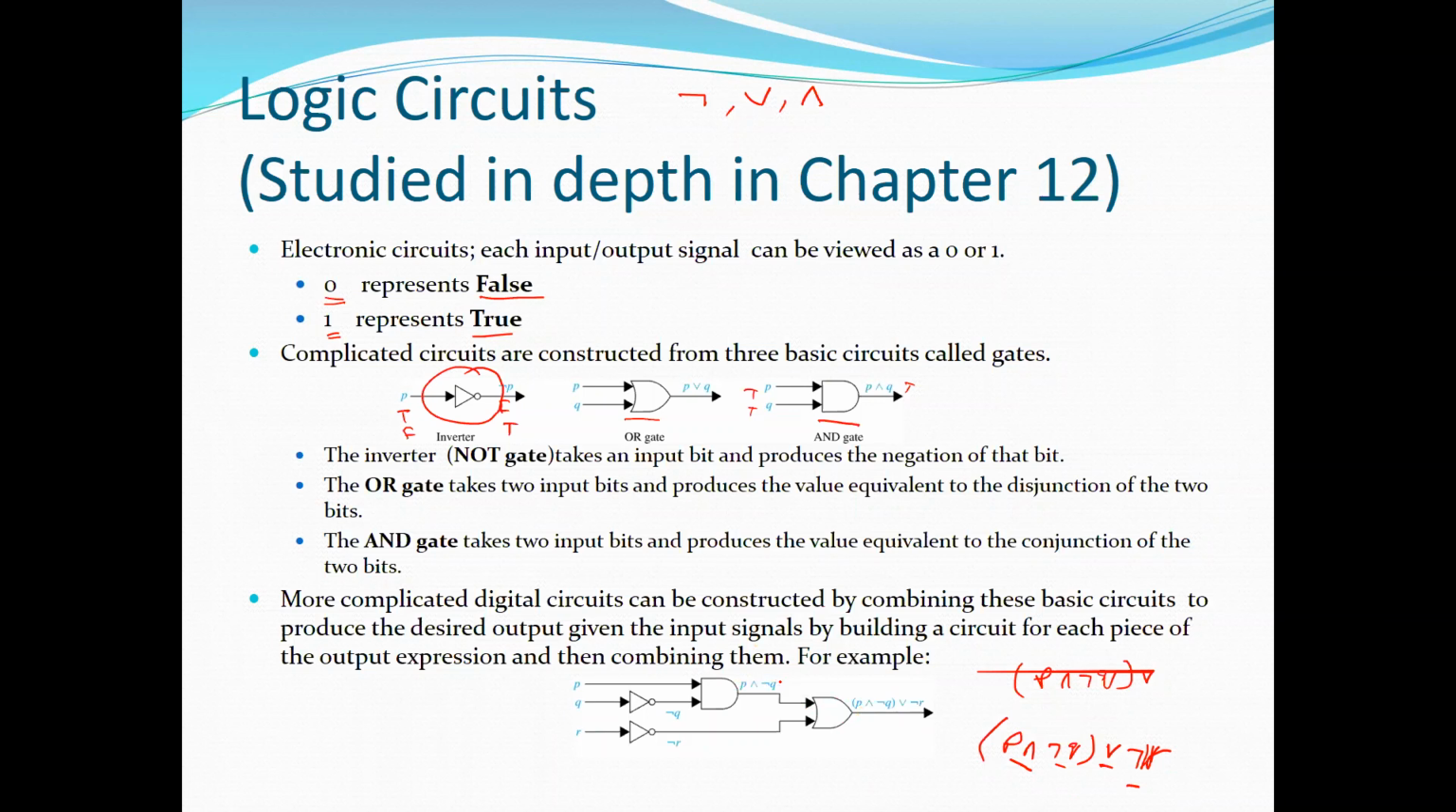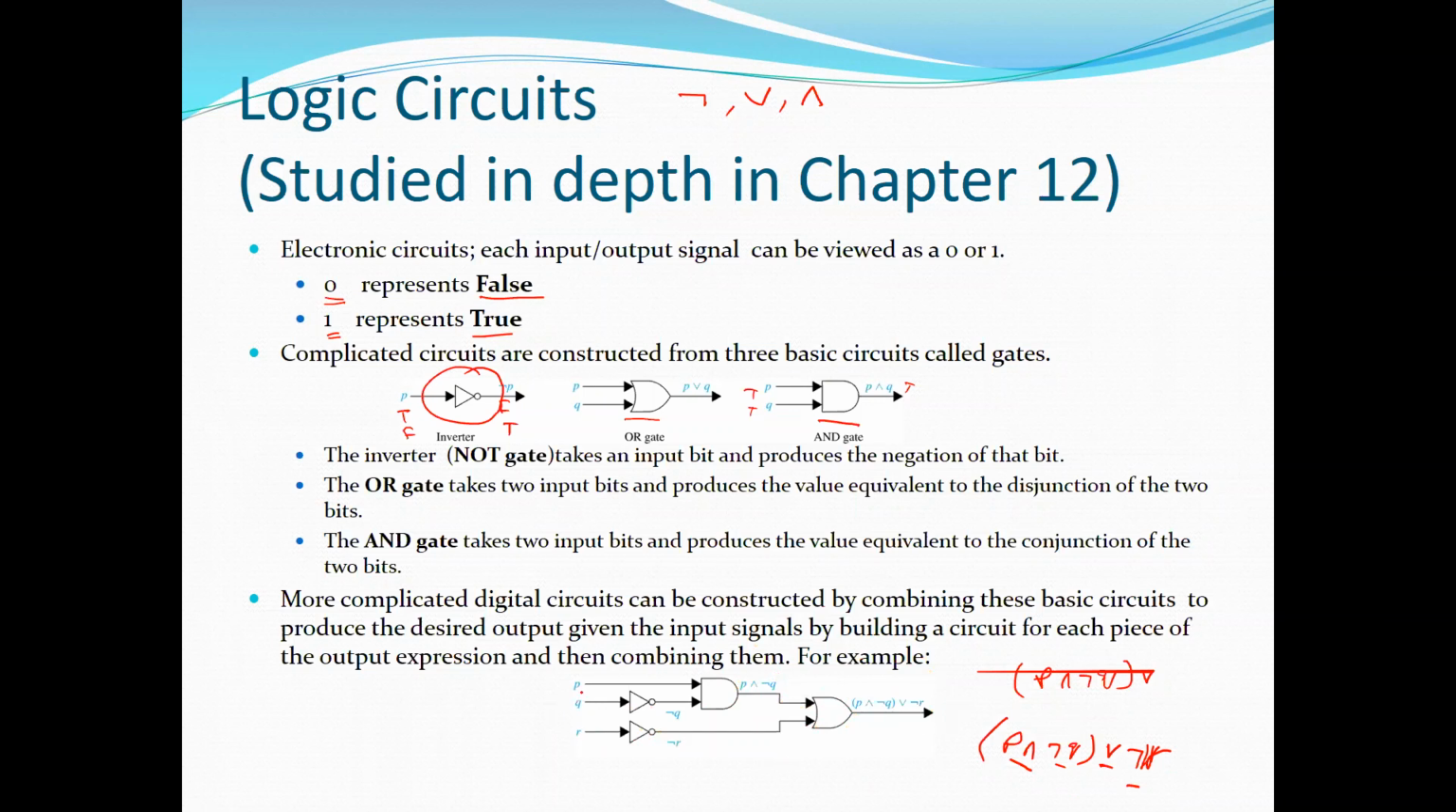The result of this P and not Q will be the first input, and R with the inverter, the negation of R, will be the other input to the OR gate, and we will get this result here, right? We can represent it using the truth table as well.